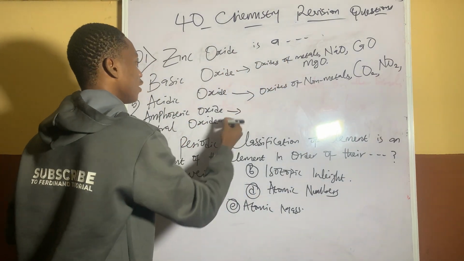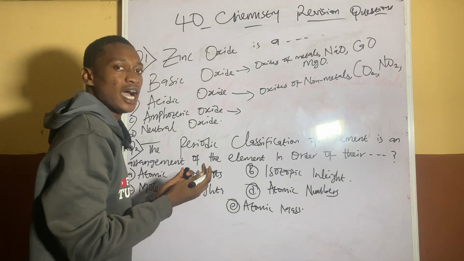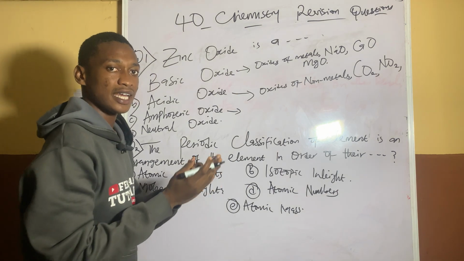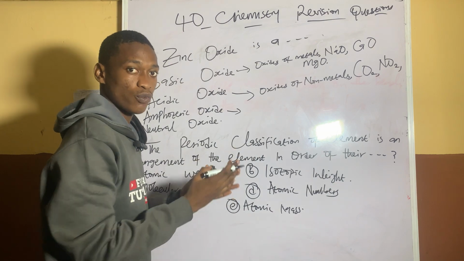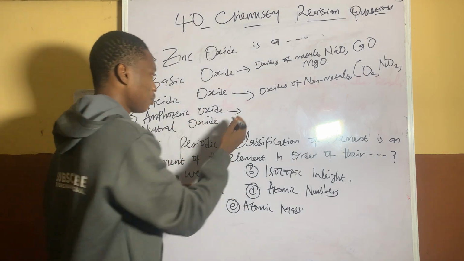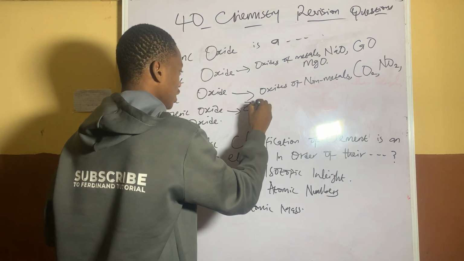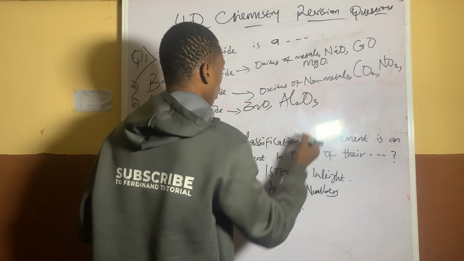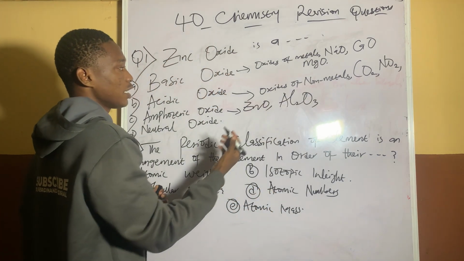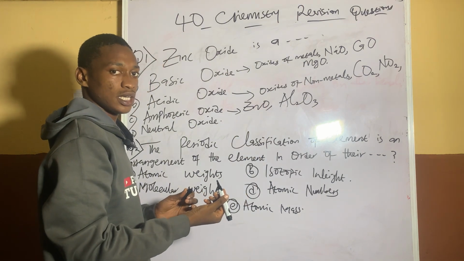Then when we're talking about amphoteric oxide, they act as both acid and as base. So we usually use metal or metalloids to form these amphoteric oxides. Examples of amphoteric oxide, we have zinc oxide, aluminium oxide, Al2O3. Are we there now? Good. So those are examples of this particular oxide.